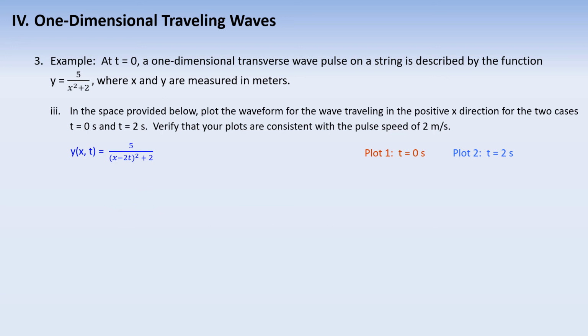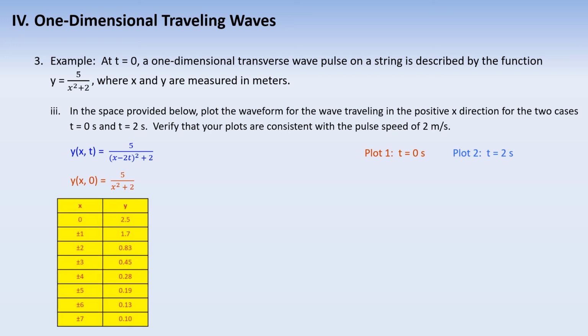We're just going to plot some points. So when we look at the specific time 0, our wave function becomes this waveform, 5 over x squared plus 2, and we're just going to arbitrarily plot some points. We'll look at some values of x, plug them into the function, and see what our corresponding y values are. And we will do the same when we look at the waveform at a time of 2 seconds.